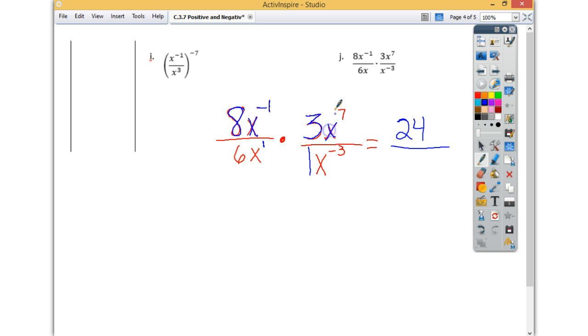Now let's multiply our x's. And when we multiply those, we add our exponents. So we're going to have x to the, what's a -1 plus 7? +6. All right, so that simplifies to 24x to the 6th, our numerator. Now our denominator, 6 times 1 is 6. How many x's do I have? 1, -3, battle of the integers. Who wins? The negative does, by how many? 1 plus a -3 ends up being a negative 2. All right, so multiplying across, that's what you should have gotten, but we're not done for 2 reasons.